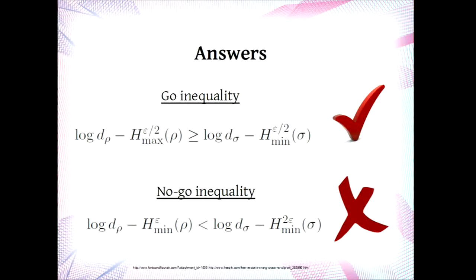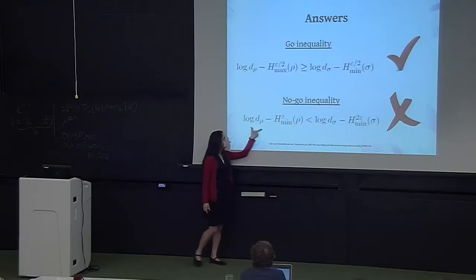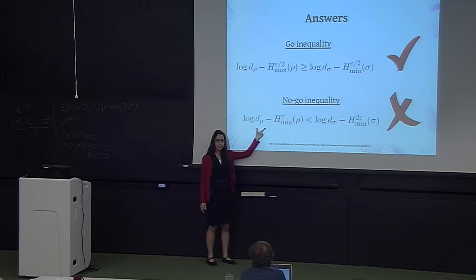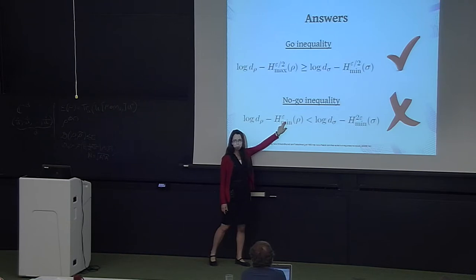Here are the answers. I call them a go inequality and a no-go inequality. If rho and sigma satisfy the go inequality, noisy operations can transform rho into some sigma tilde. If rho and sigma satisfy the no-go inequality, noisy operations cannot transform rho into any sigma tilde. Let's look at their forms. On each side of each inequality, we see a log d minus a smooth single-shot entropy. The d is the dimension of the space on which the state is defined. Notice that all of these entropies are smooth. The epsilons will become important for a reason we'll see later.